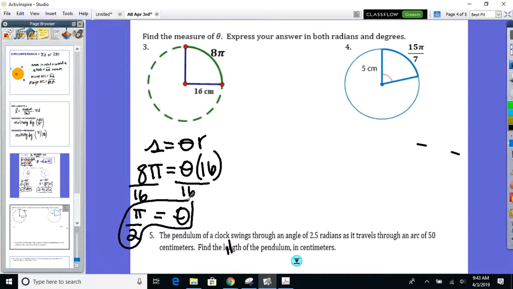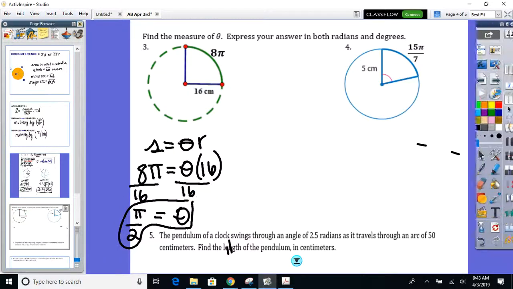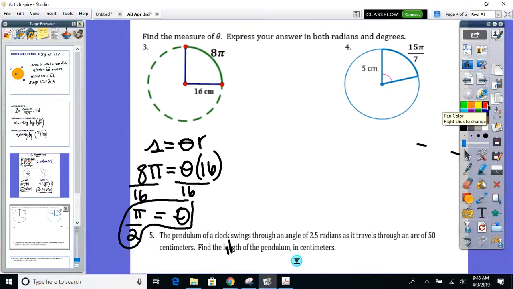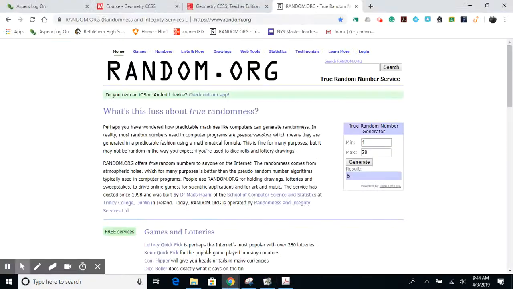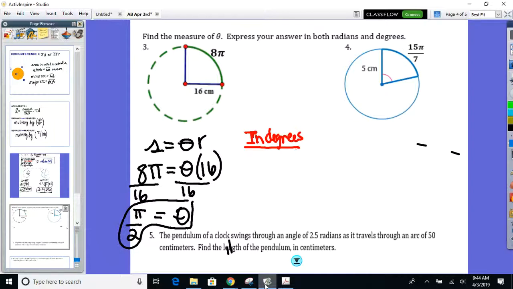How do you make it into degrees? I don't want to go back to this formula either. I refuse to, because we just spent all day yesterday going from radians to degrees. So go back, look at the conversion if you need to. In degrees. What am I multiplying pi over 2 by?